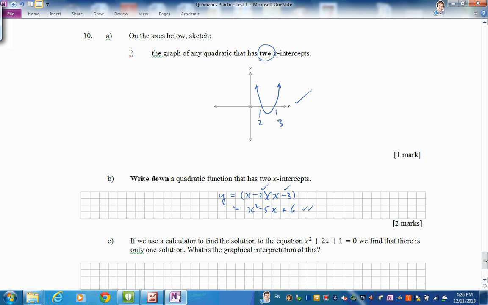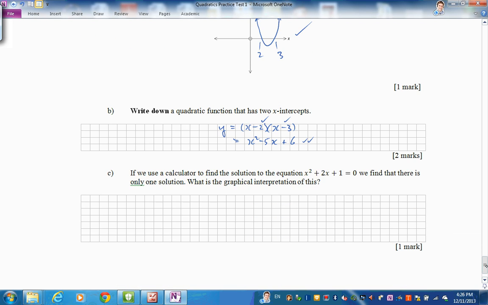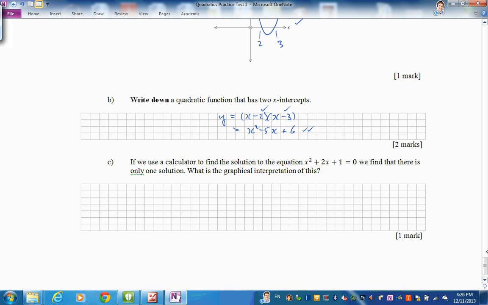Okay, part C. Let's have a look, and this is our last part. If we use the calculator to find the solution of that equation, we find there's only one solution. What is the graphical interpretation of this? Well, how can a quadratic like that or like this only have, putting it equal to 0, these are the x-intercepts where the function equals 0. So how can it only be one of them?